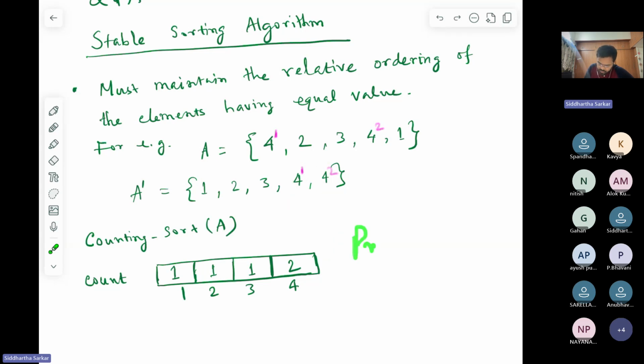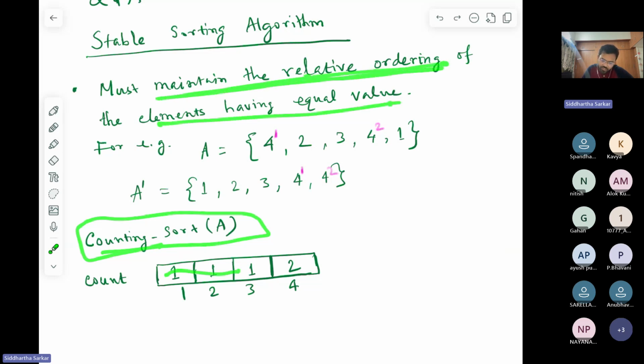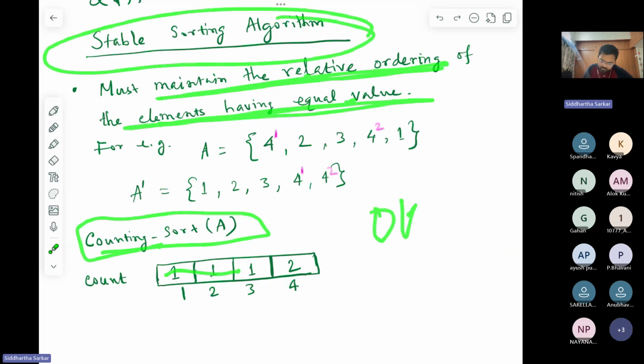So there is some prefix sum array which we use to show the output, which we have seen in the videos. So therefore, the counting sort algorithm is able to maintain the relative ordering of the elements having equal value. Therefore, it's a stable sorting algorithm. Okay.